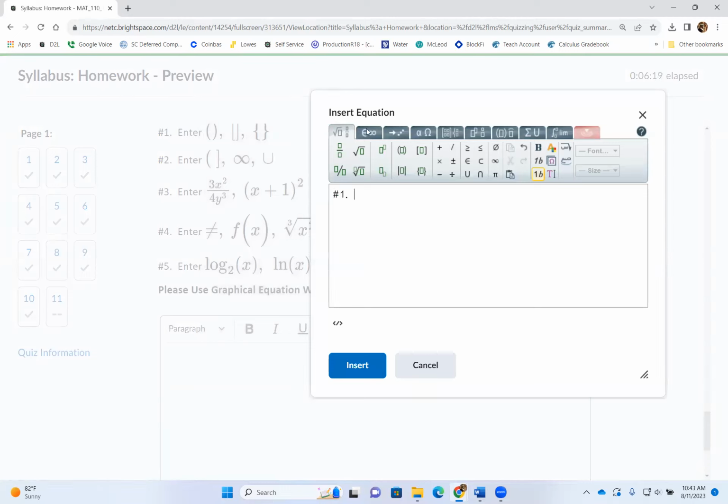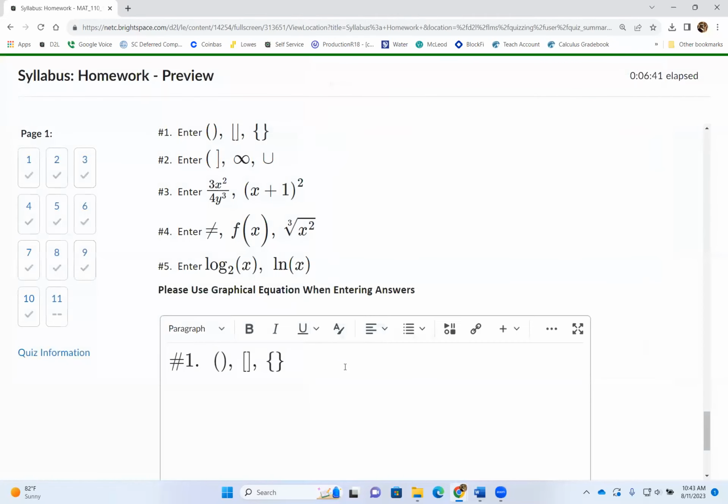Right now, these tabs on the very top, we are under the first tab. Open and close parentheses is right here. Click on it, comma, space. Open and close bracket is right here next to it. Click outside of the bracket, comma. Open and close brace is right here. So that's one answer using graphical equations. Click on insert, click on the box, and press enter for number two.